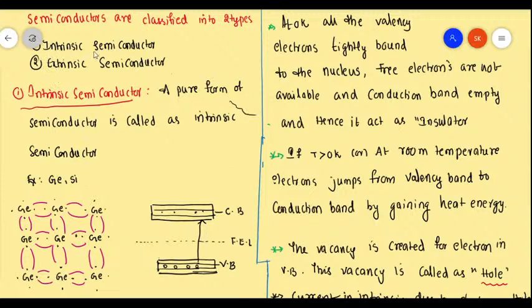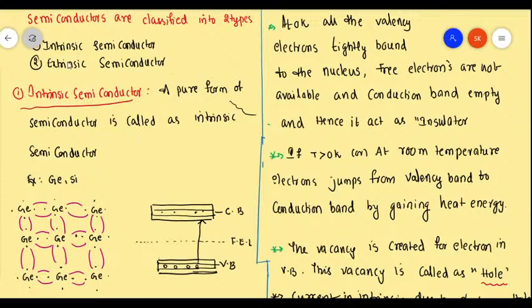What is an intrinsic semiconductor and what is an extrinsic semiconductor? Listen very carefully, it is very interesting. Semiconductors are classified into two types: intrinsic and extrinsic semiconductor. What is an intrinsic semiconductor? The pure form of semiconductor is called an intrinsic semiconductor. Pure form means there is no doping and there are no impurities.